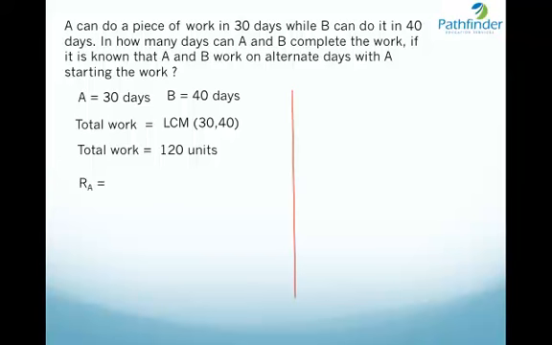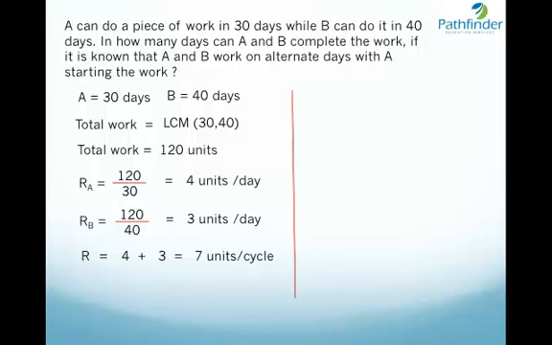What is rate of A? Rate of A is 120 by 30, that is equal to 4 units per day. What is rate of B? 120 by 40, that is 3 units per day. Work done in one cycle is equal to 4 plus 3, that is equal to 7 units per cycle. And we can continue to count in cycles for 17 cycles. Work done at the end of 17 cycles is equal to 119 units.